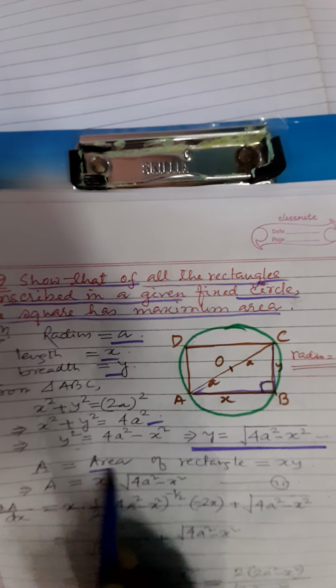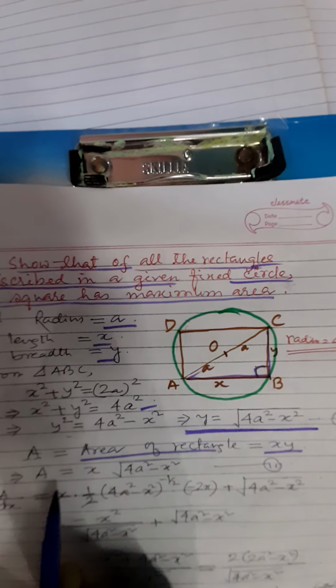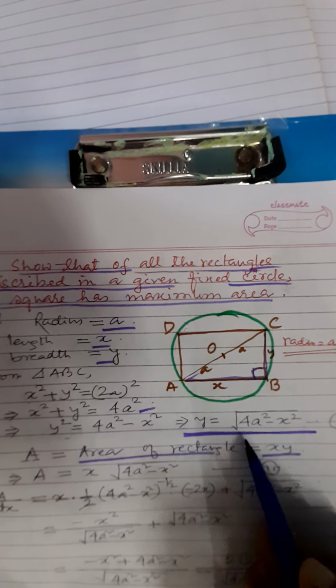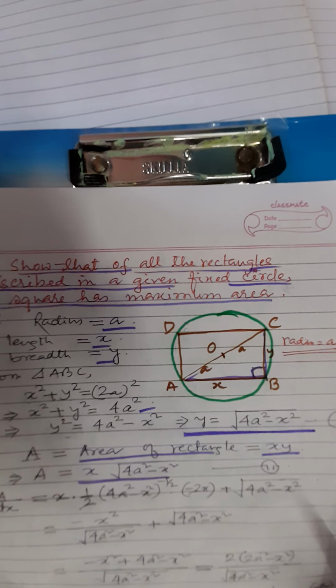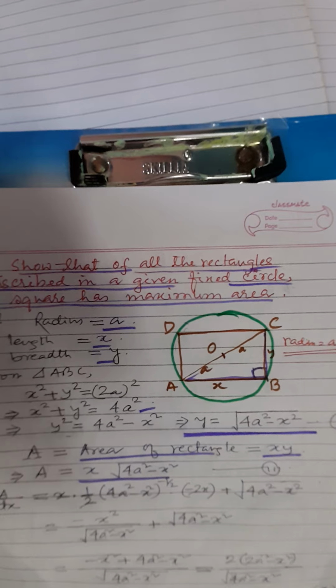So we know that the area of the rectangle is x into y. So x into y, where the value of y is root over 4a square minus x square. Either you have to express x in terms of y or y in terms of x. Better to do y in terms of x and remove y.